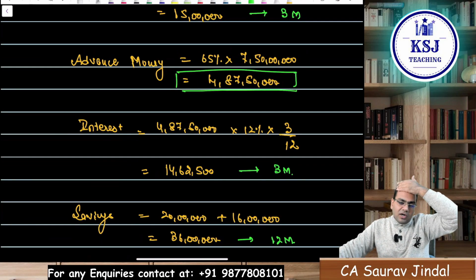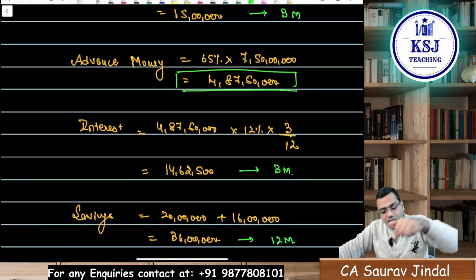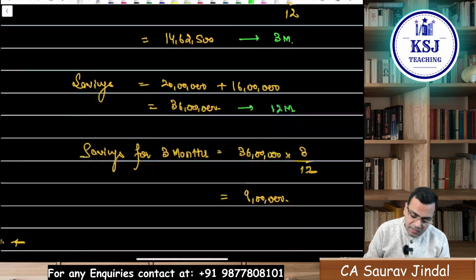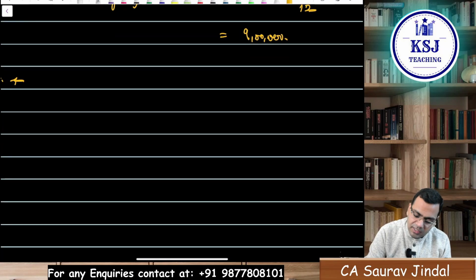Otherwise, he would have got this money after 3 months. Now he is getting the money today itself. To get and use this money of 4 crore 87 lakh 50,000, what is the net cost that he has to bear? So what is the net cost here?